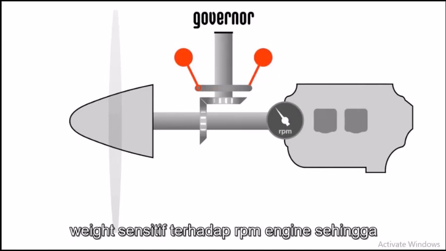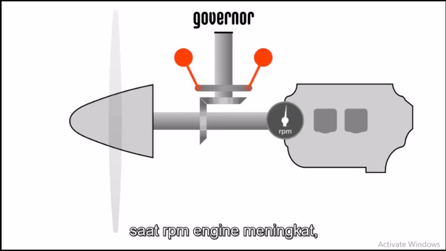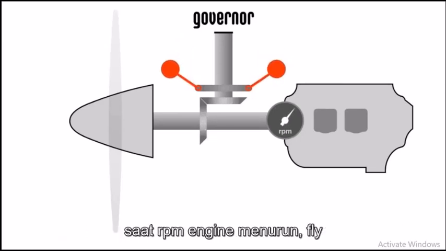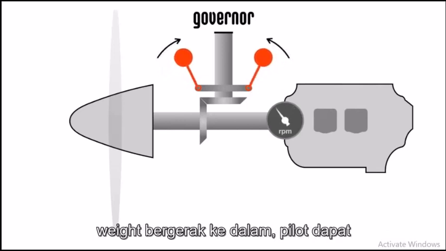The governor flyweights are engine RPM sensitive. So as the engine RPM increases, the centrifugal force moves the flyweights outwards, and as the engine RPM decreases, the flyweights move inwards.